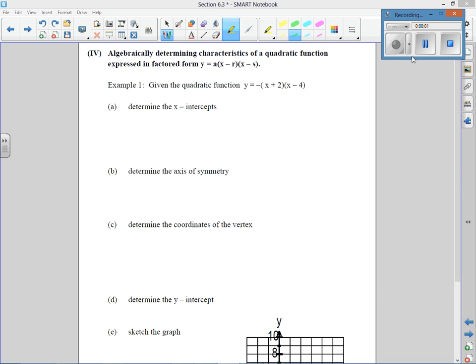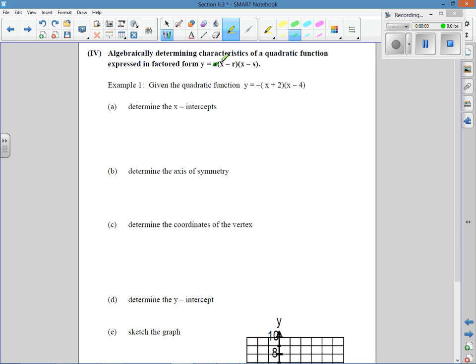Alright, now we'll look at a couple examples for this section, and algebraically determine characteristics of a quadratic function expressed in factored form. And here's a factored form. So, first example, given the following function, determine the x-intercepts.